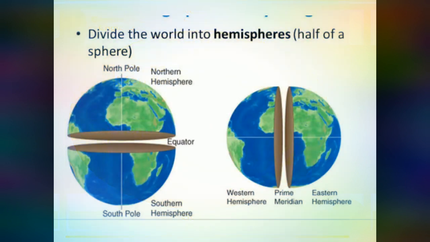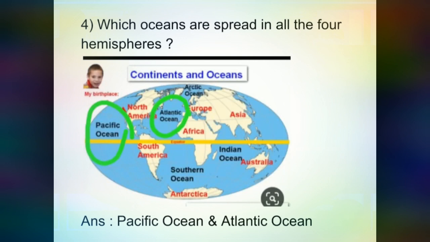Now before we move to the fourth question, just have a look on this figure. Here you can see the world is divided into four hemispheres. In the first figure, you can see the equator divides the earth into northern hemisphere and southern hemisphere. And in the second figure, you can see the prime meridian divides the earth into western hemisphere and eastern hemisphere. It means there are four hemispheres. Along with that, we will move to the fourth question.